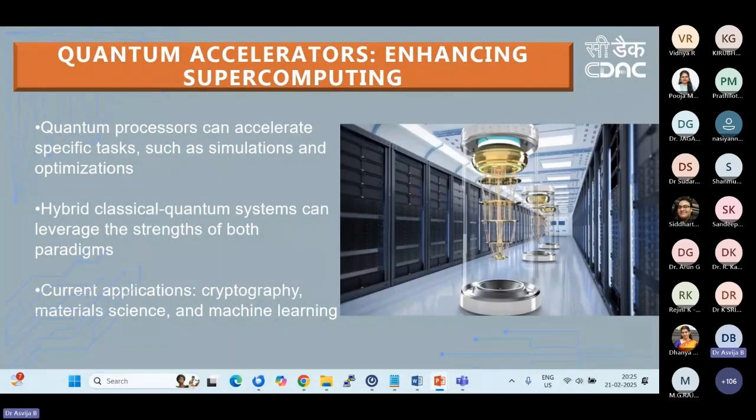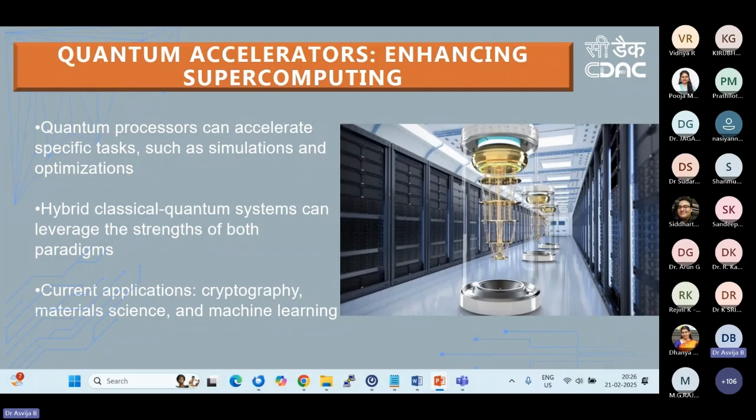Now, what are the application areas? If we look at these kinds of hybrid systems, there are multiple application areas. For example, as I told you, quantum computers are very well suited for solving optimization problems. Optimization has a broad gamut of applications, be it in any scientific or business domain. You have optimization problems that have to be solved, and quantum computers are very good at solving these problems at scale.